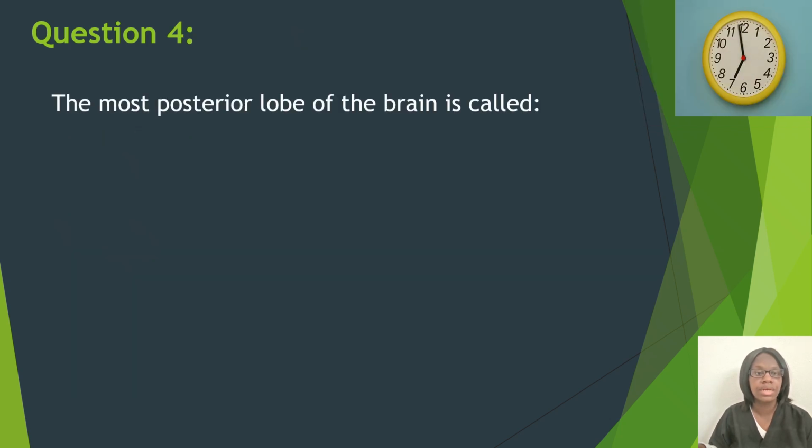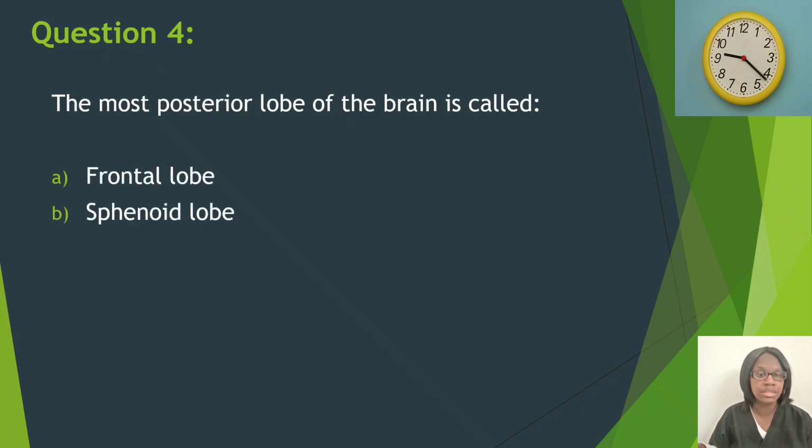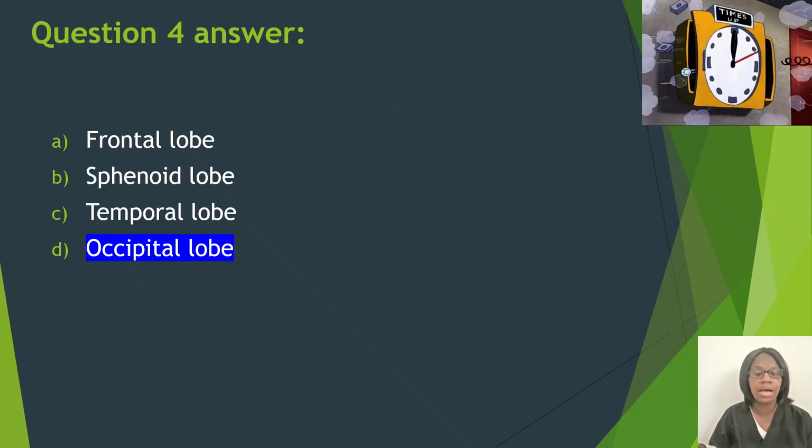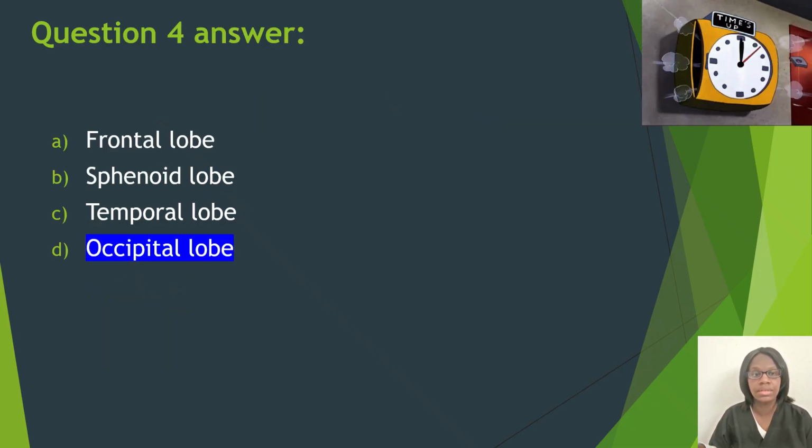Question four, the most posterior lobe of the brain is called A, frontal lobe, B, sphenoid lobe, C, temporal lobe, D, occipital lobe. All right, the correct answer is D, occipital lobe.